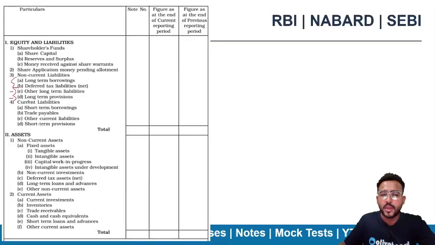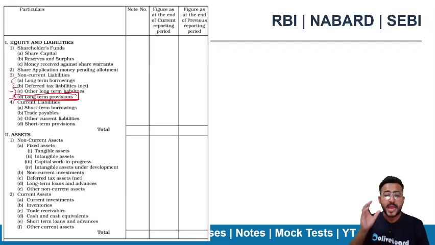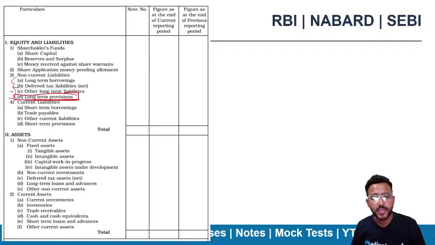Then we have long-term provisions. Let's suppose some of your employees are getting retired in the coming few years. In the next 2-3 years, some of your employees are about to retire. So you need to create gratuity provision for them. You need to create other provisions as well for them. So for any kind of long-term liability that is highly likely to occur in the near future, you will create a provision, a long-term provision. Okay.